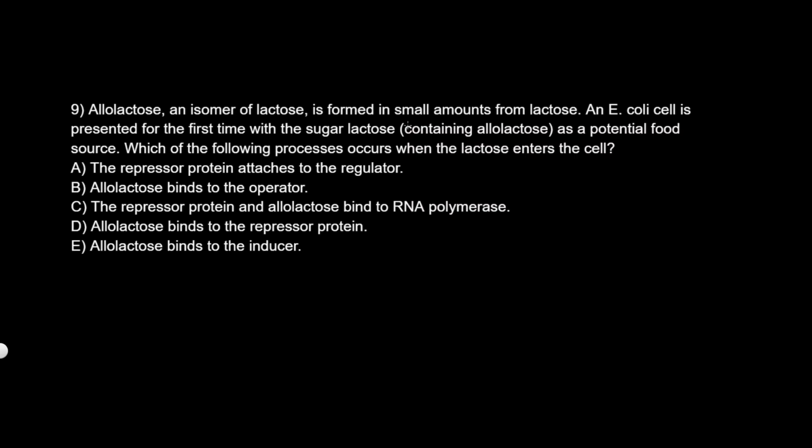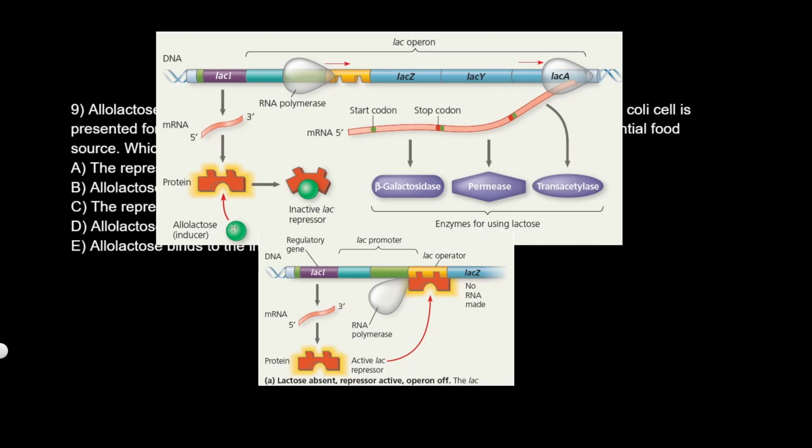Number 9, allolactose, an isomer of lactose, is formed in small amounts from lactose. An E. coli cell is presented for the first time with the sugar lactose. So you're going to have lactose. What does that mean? Then the E. coli will make lactase or any kind of enzyme that will break down lactose. Which of the following processes occurs when the lactose enters a cell? When allolactose is present, it will bind to the repressor protein, which will make it inactive so that it cannot bind to the operator to block it.